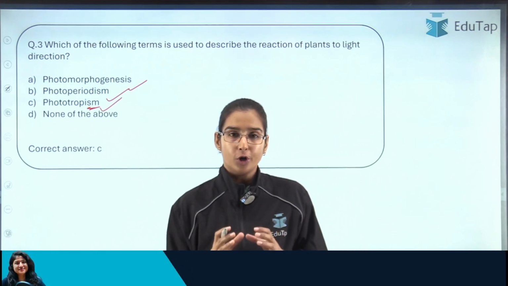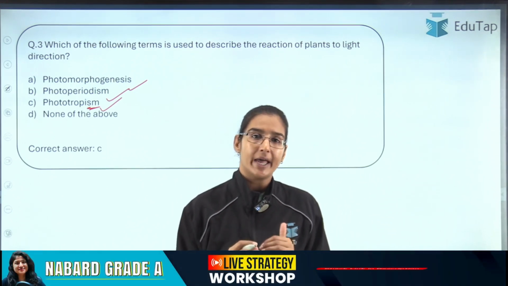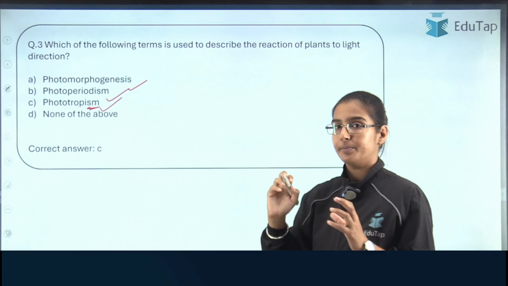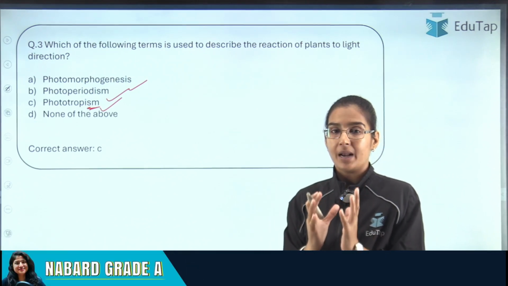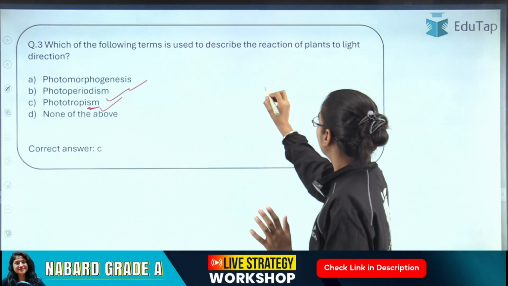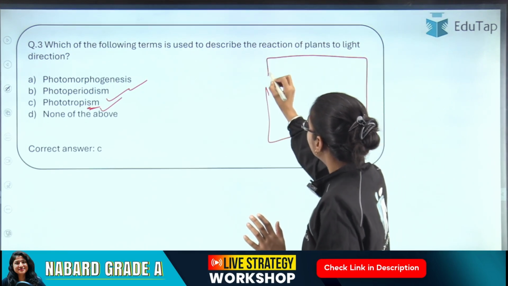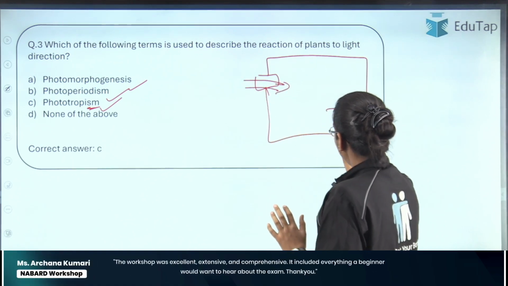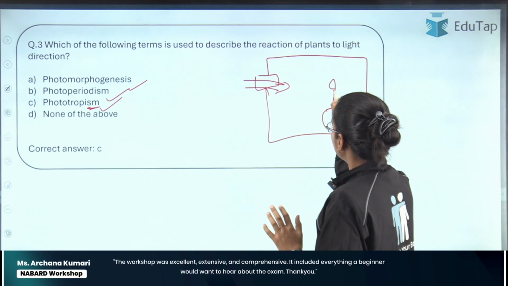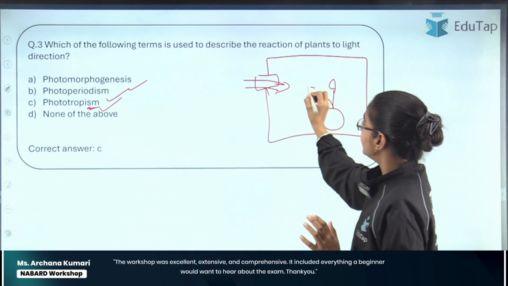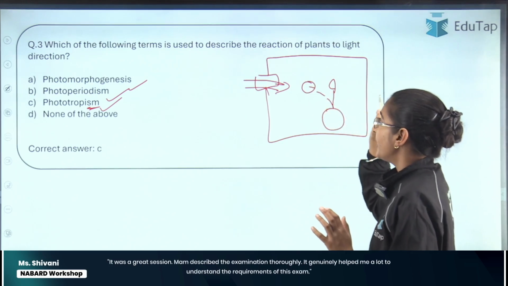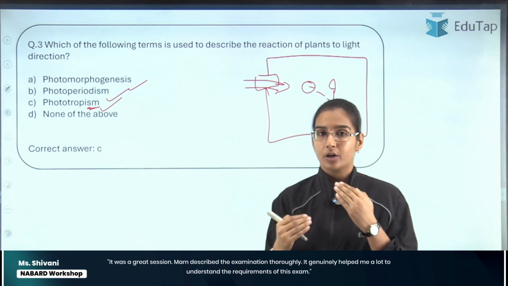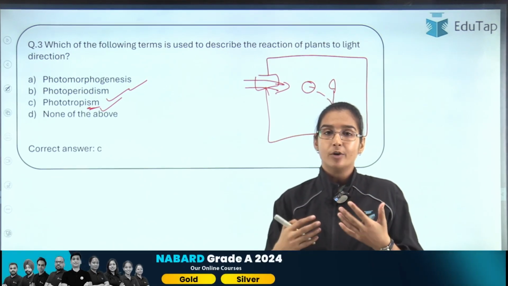As we all know, plants need sunlight to carry out photosynthesis. But if we ever keep our plant in a dark room, suppose this is a dark room and there is just one window from which sunlight can enter, and we have kept the plant here, this plant will have a tendency to bend like this, because it requires a lot of light to carry on photosynthesis.